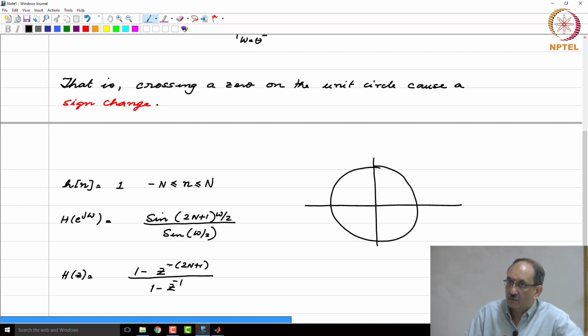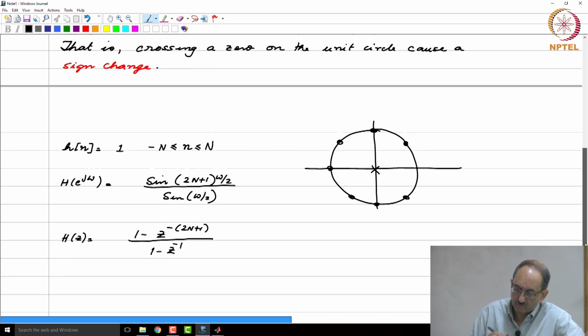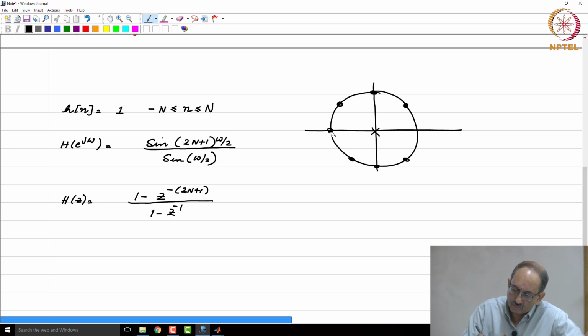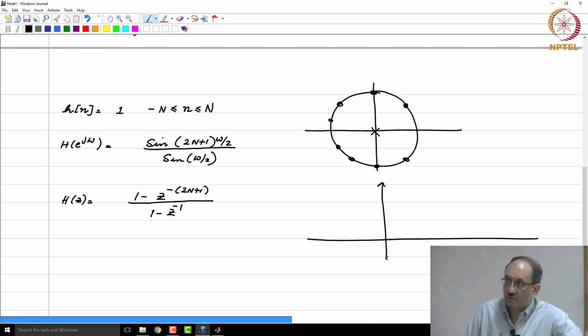Therefore, this has roots equally spaced on the unit circle for the numerator, the zeros, and it has one non-trivial pole at z equal to 1, which we have seen before gets cancelled. Therefore, as a simple example, this could be the pole-zero plot for a certain value of N. Now, again we have seen this geometric interpretation before. We are revisiting this, but now we are focusing on a point that is related to the idea of acquiring a sign change when you cross a 0.